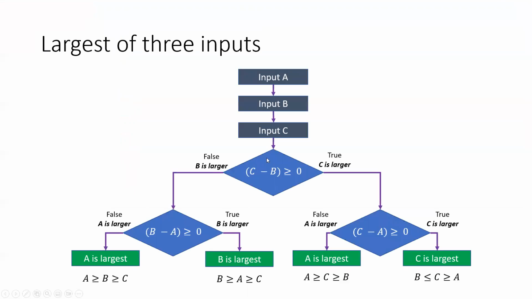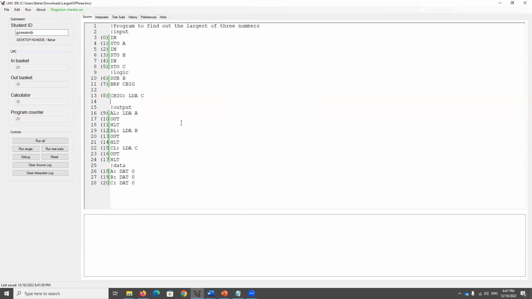This is what we did last time. So this is what is in the accumulator. Therefore, we need to load C, sub A, and then again check if it is positive. So load C, sub A, and then BRP, which means branch if positive. If the value is positive, then C is largest, right?